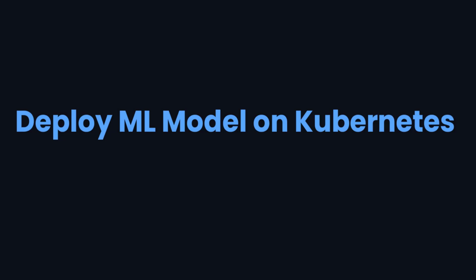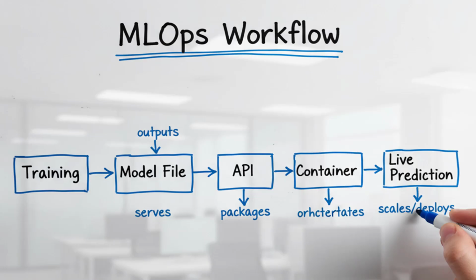You have trained a machine learning model before, but have you ever wondered how to actually deploy it and make it accessible, scalable, and production ready? In this video, we will go end to end. Train a simple machine learning model, turn it into an API, containerize it, and finally deploy it on top of Kubernetes. By the end, you will not only understand the steps, but also the concepts behind the machine learning deployment. So let's start from scratch with model training.